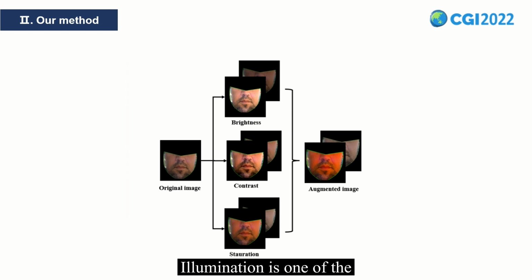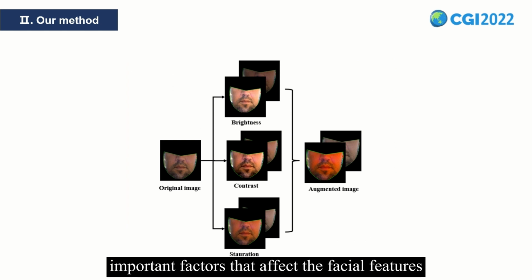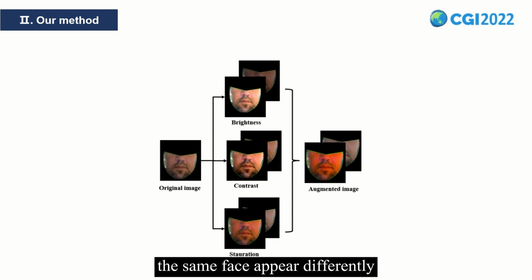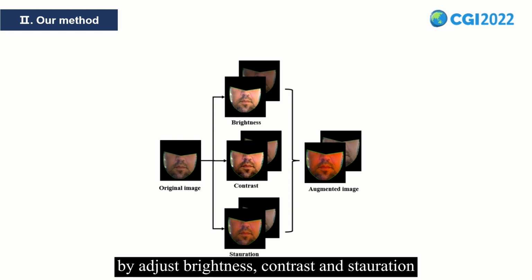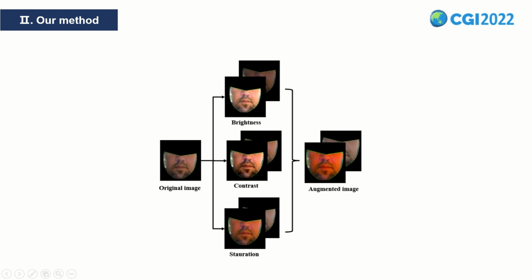Illumination is one of the important factors that affect the facial features. Due to the changes in illumination conditions, the same face appears differently. In our process of illumination synthesis, we generate face images by adjusting the brightness, contrast, and saturation.